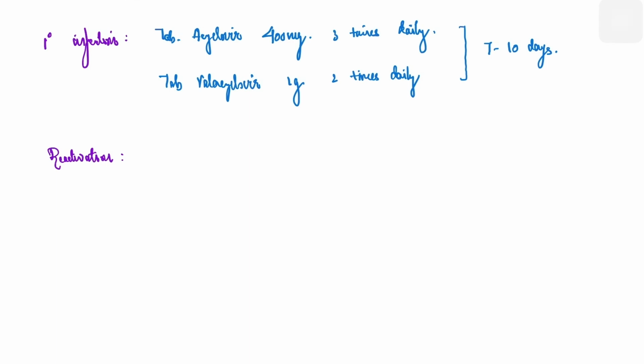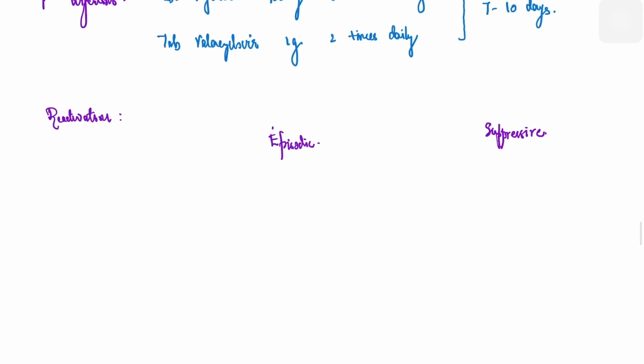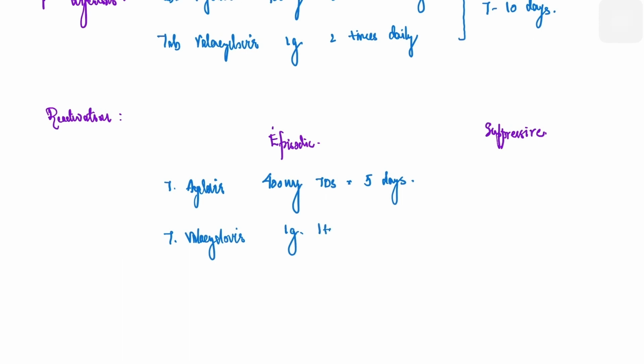For reactivation or recurrences, there are two types of therapy: episodic therapy and suppressive therapy. In episodic therapy, whenever there is a recurrence and the patient experiences prodromal symptoms, the patient can take the tablets: acyclovir 400 milligrams three times daily for 5 days, or valacyclovir 1 gram once daily for 5 days.